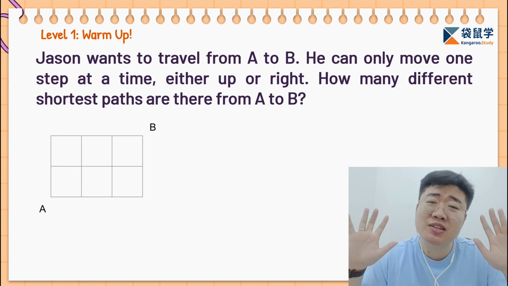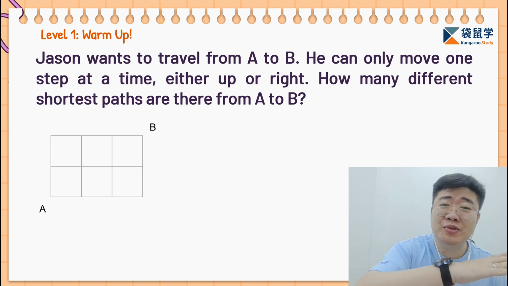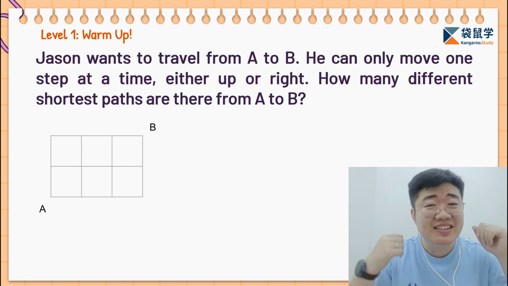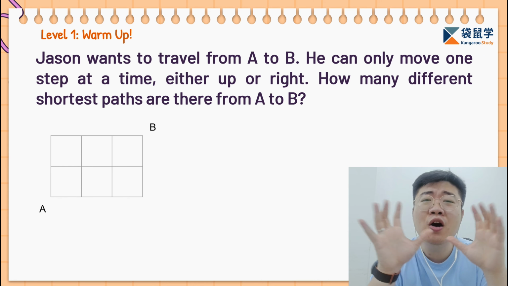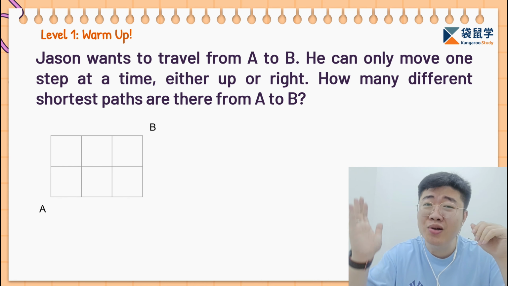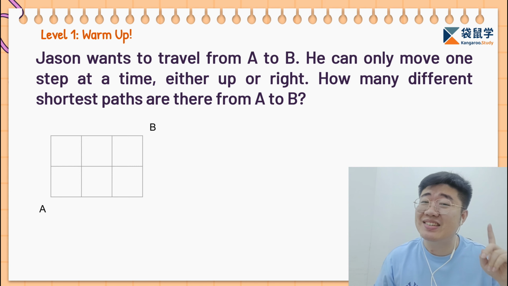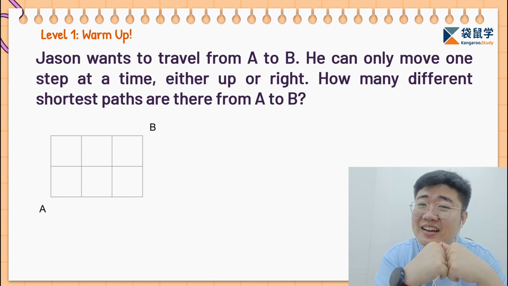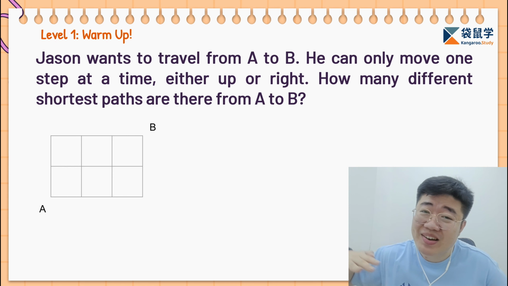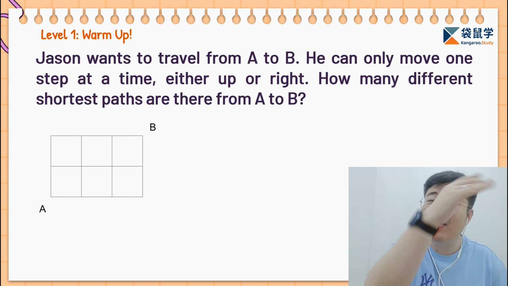Oh, some of you may say, teacher, I know. I can just go all the way to the right, then go up. Perfect. That's one way. Are there any others? Oh, some of you may also say, teacher, I can go all the way up, then go to the right. That's also one way. Brilliant. Now, are there any others? And then some of you may also say that, teacher, I can go right, up, right.